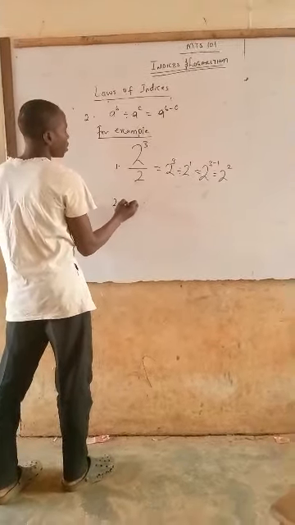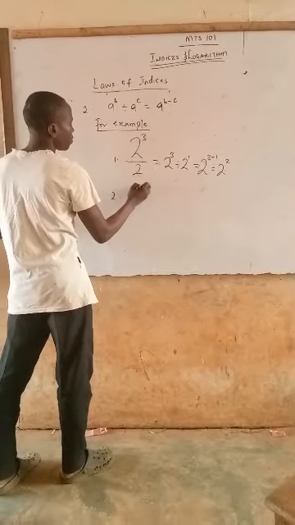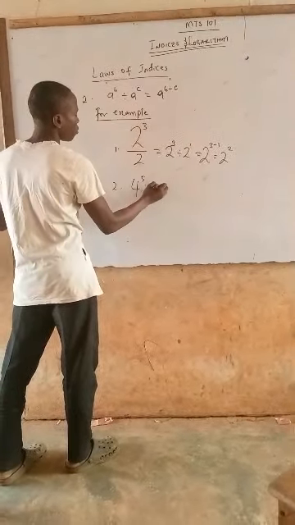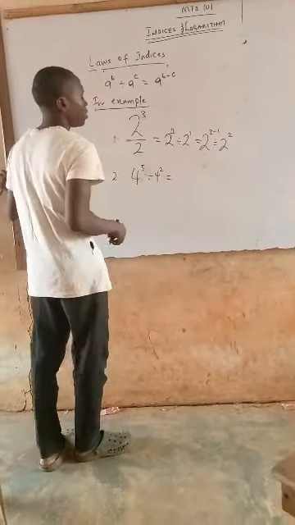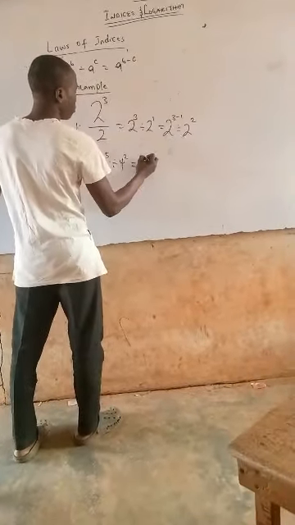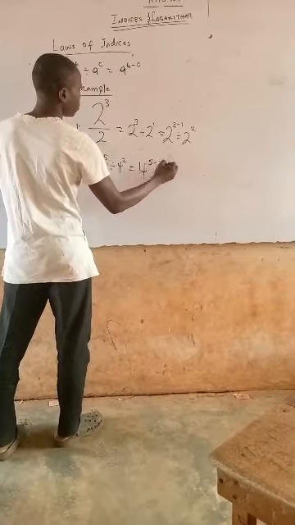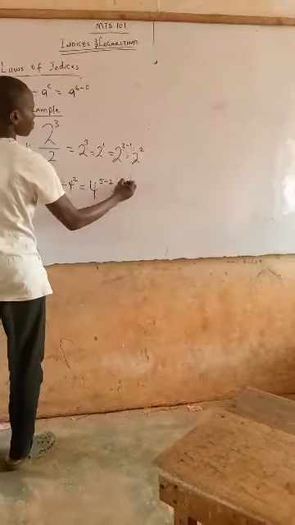Now, what if you have 4 raised to the power of 5 divided by 4 raised to the power of 2? This will be equal to 4 raised to the power of 5 minus 2, which is equal to 4 raised to the power of 3.